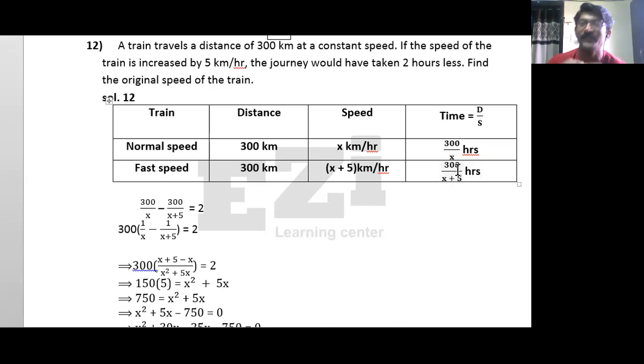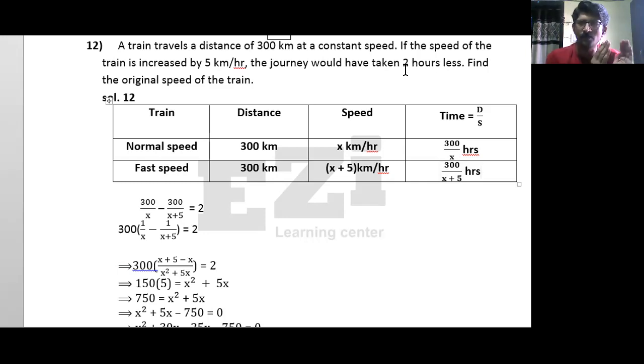Because obviously the speed is higher. The more the speed, the lesser the time. So here the speed is more, that means the time is less, isn't it? That means this fraction, the normal time minus the new time, or else the 300 upon x, that's the original time, minus the new time is equal to 2 hours. I hope you understood why.